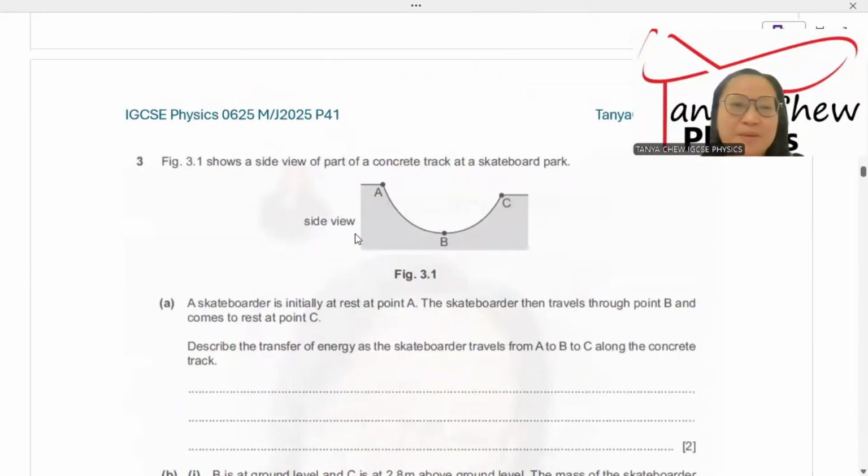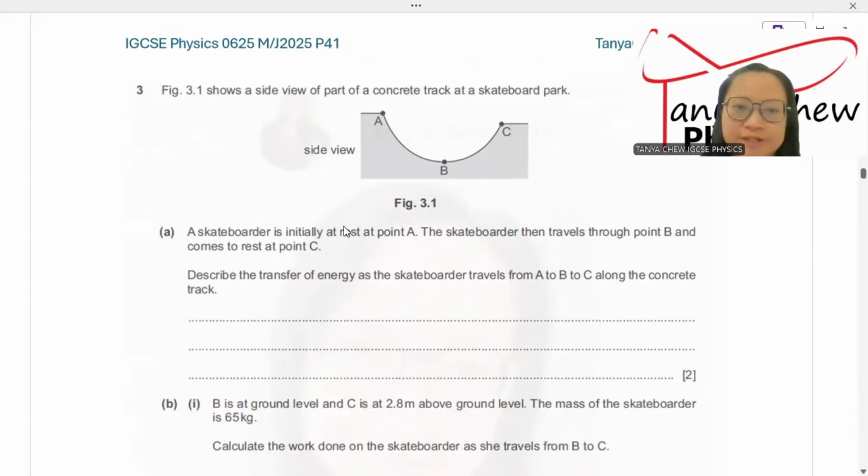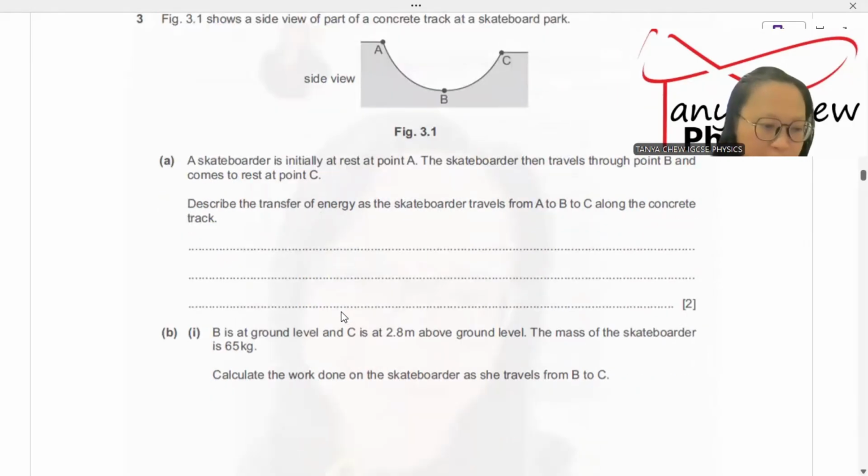Done. Number 3, Fig 3.1 shows a side view of a part of a concrete track at the skateboard park. A skateboarder is initially at rest at point A. The skateboarder then travels through point B and comes to rest at point C. Describe the transfer of energy as the skateboarder travels from A to C along the concrete track. Wow, this is a 2 marks question.